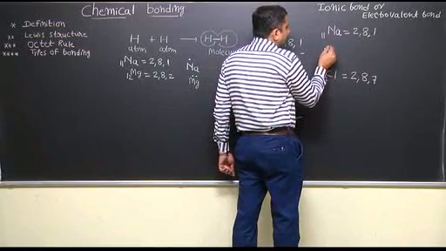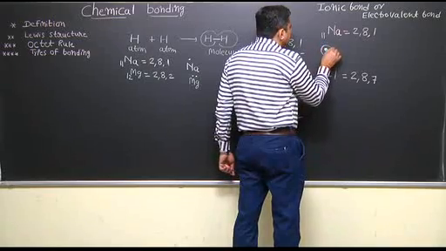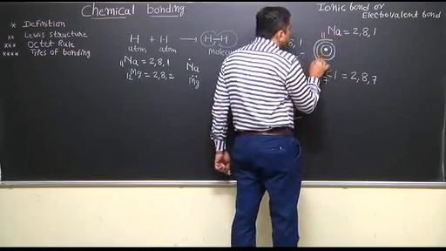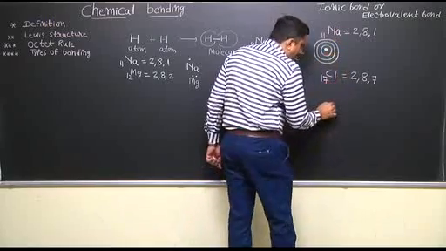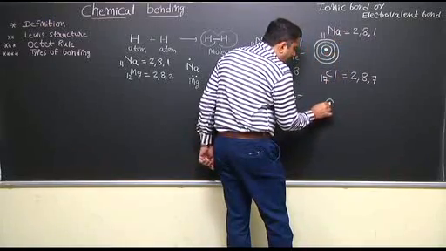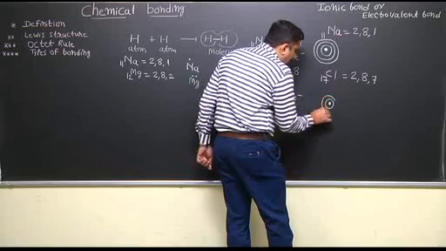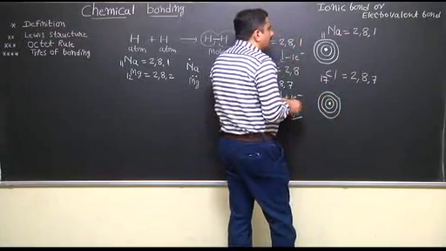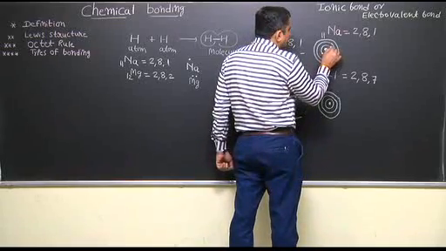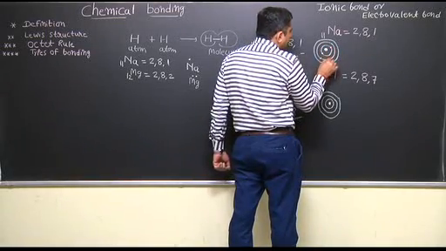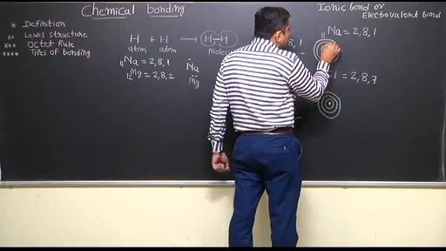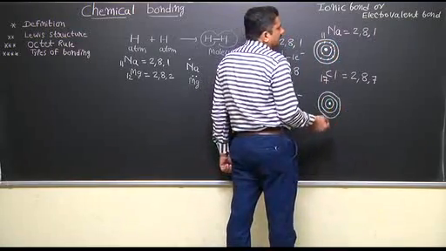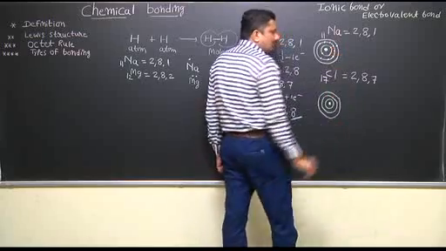Nucleus, first orbit, second orbit, third orbit. Nucleus, first orbit, second orbit, and this is the third orbit. In the first orbit, 2 electrons are present, while in the second, 8 electrons are present, and in the outermost orbit, meaning in the valence shell, only 1 electron is present.